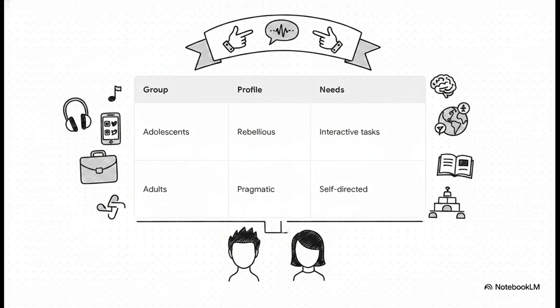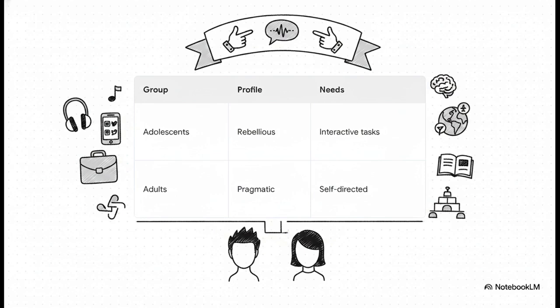Adolescents are right in the thick of forming their identities. They might be a bit rebellious, and they heavily rely on aligning with their peers. So for them, you need interactive tasks, games, and strong ties to the target youth culture, like music or social media trends, because they want to identify with the speakers of that language.